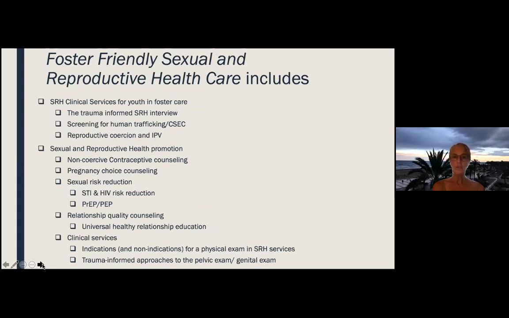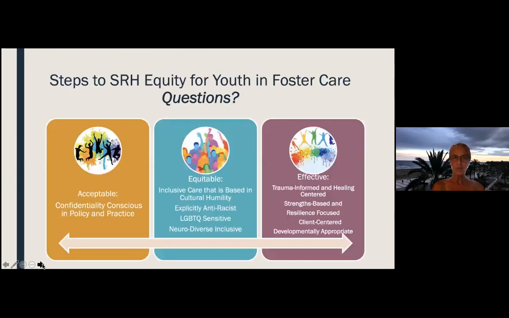So again, using a trauma-informed perspective, how to do an interview, screening for human trafficking and reproductive coercion and intimate partner violence, how to engage in contraceptive counseling, pregnancy choice counseling, and sexual risk reduction in a non-coercive manner. How to talk about relationship quality, and then specifics about clinical services. So I want to just come back to these pillars of care and take any questions.